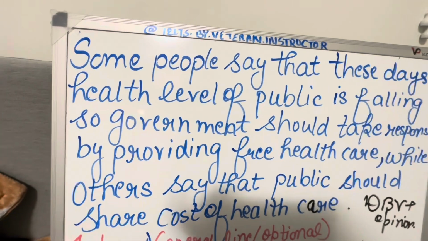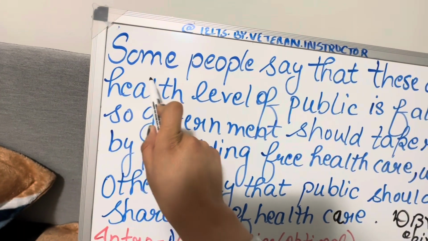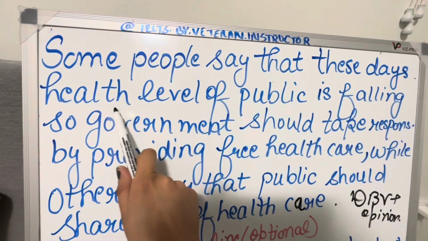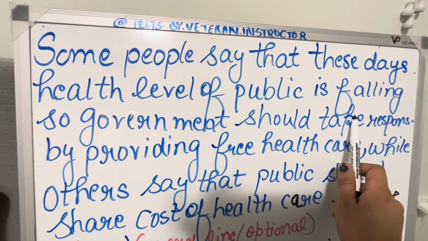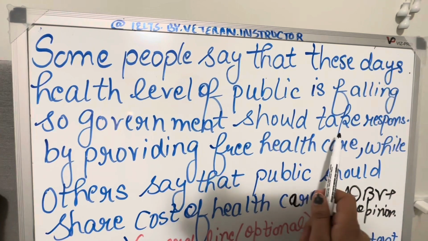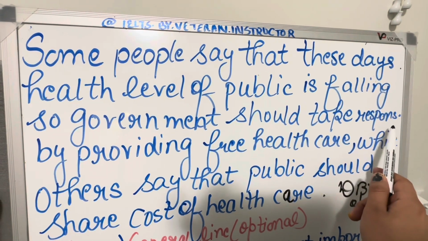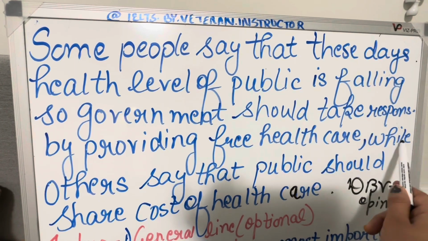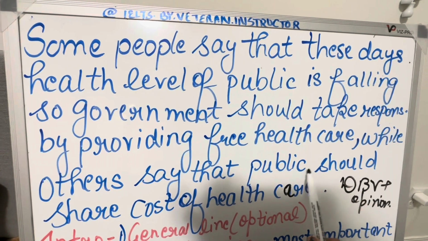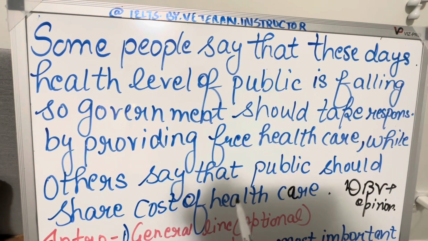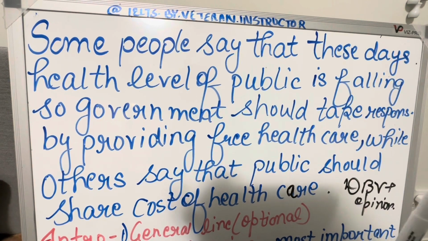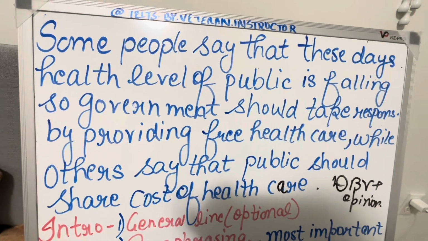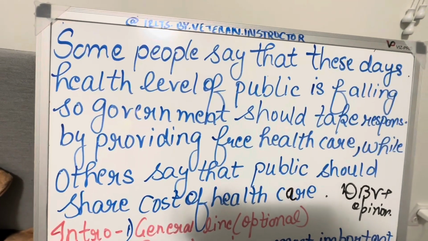So let's begin. What the question says is, some people say that these days health level of public is falling, so government should take responsibility, by providing free healthcare, while others say that public should share cost of healthcare. Discuss both views and give your opinion. I hope this essay statement is very much clear to you. I can explain it here.